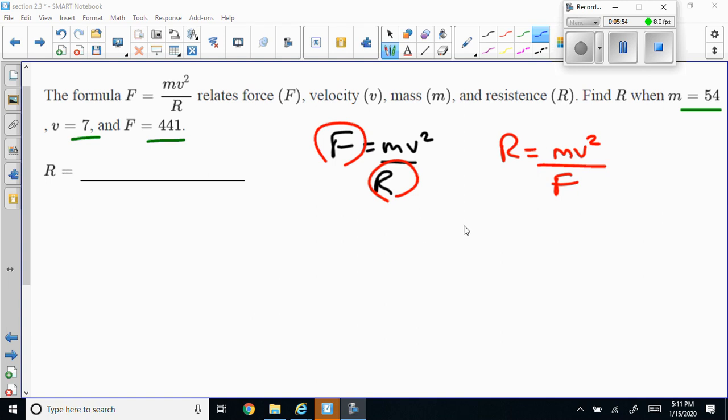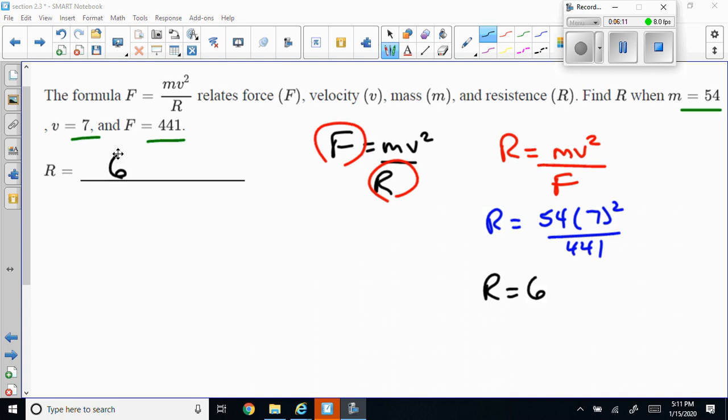Okay, so when you plug all this in, you get R equals 54, and V is 7 squared over 441. Anybody got a final answer? 6.